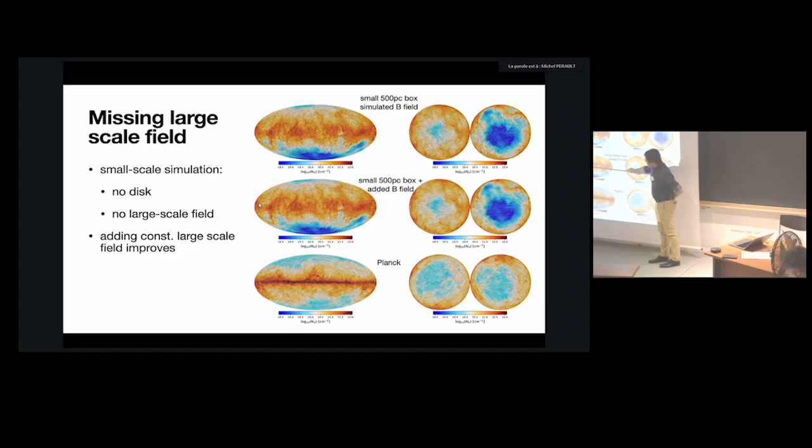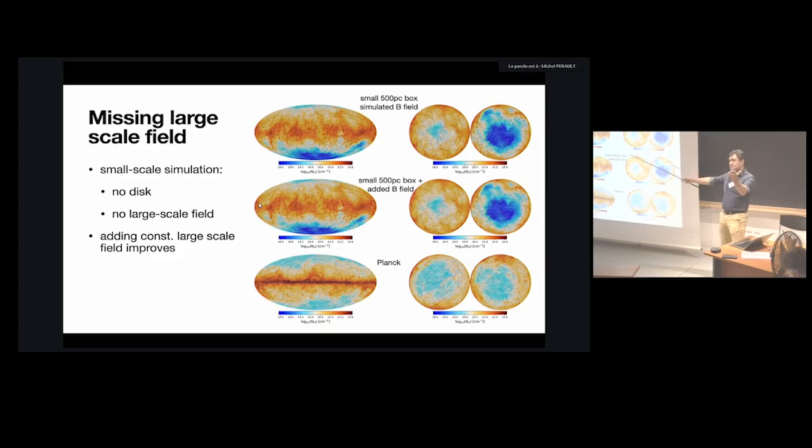If we add a constant magnetic field on top of our turbulent magnetic field in the box, we're still missing the disk, obviously, but the polar caps now look more similar to what we see from the Planck structure. A bit hard to see here, but if you come closer, then you see that the streamlines here correspond much better to the Planck map.